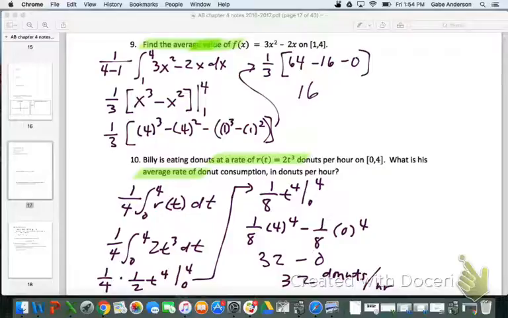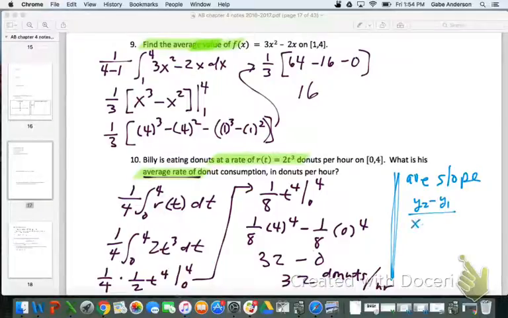Hey guys, I want to make this connection with you. I hope this is very helpful for you. We have seen average rates before, haven't we? Haven't we found the average slope before? Remember how we found the average rate of change, but didn't we do it by doing something like this? y2 minus y1 over x2 minus x1?